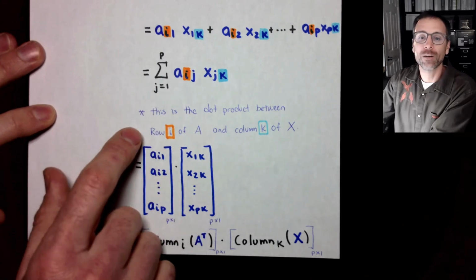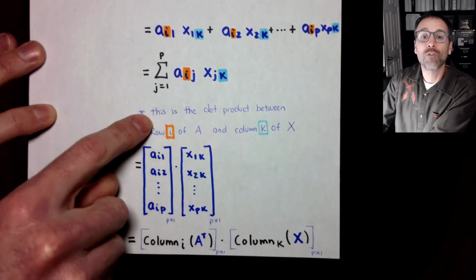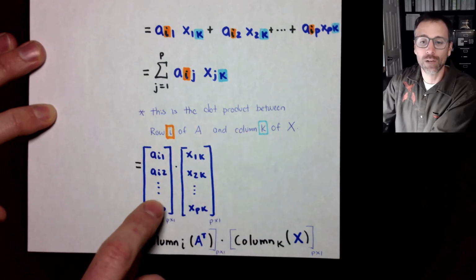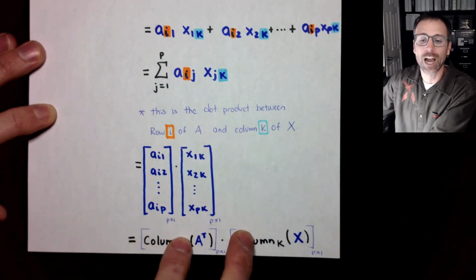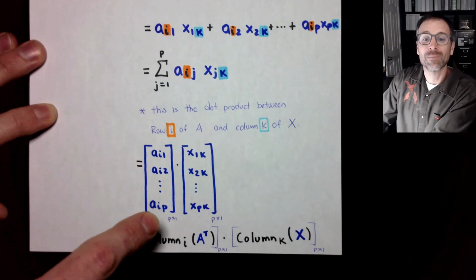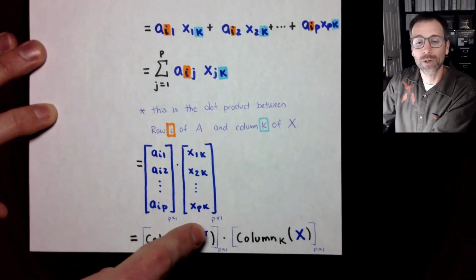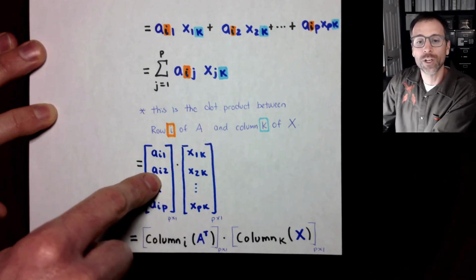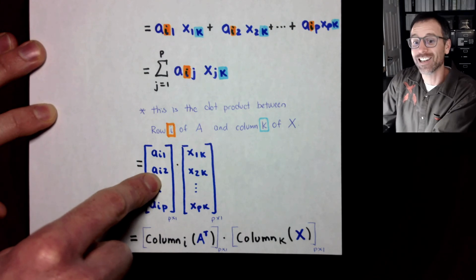This is the dot product between row i of A and column k of X. Of course, I could write row i of A as a column vector. Here it is, column k as a column vector. When I take the dot product of those, I get the output that I want. When I look at row i of A as a column vector, that's the same thing as saying column i of A transpose, since the columns of the transpose are the rows of the original matrix, transposed.